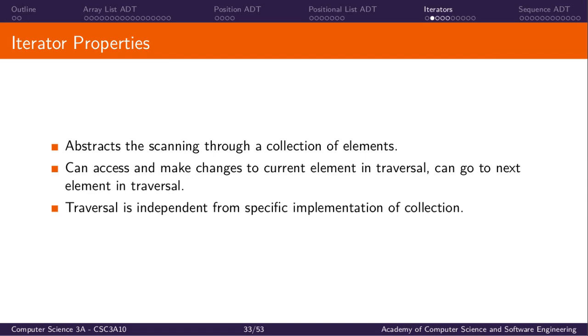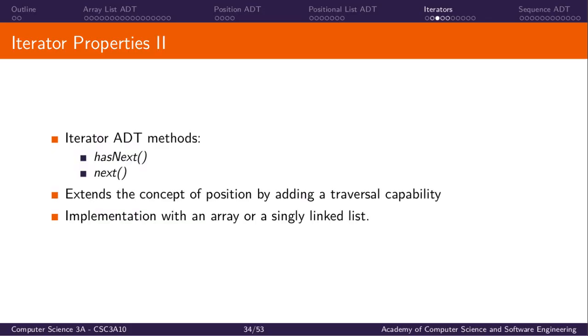Just note that that second point, that we can access and also make changes, isn't true in the case of Java. For Java iterators, you can't actually make changes, but you can access the current element that you're looking at and go on to the next one as well. And that's simply a property of Java iterators, but we'll look at that.